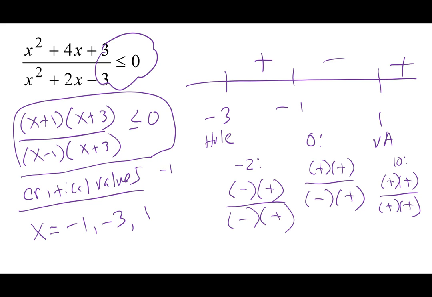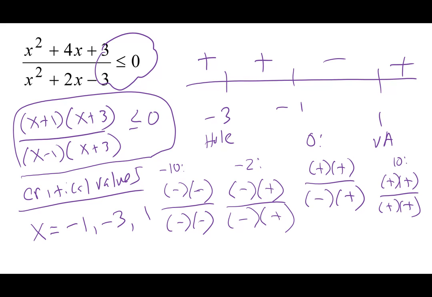Something less than -3, I'm going to choose my old friend -10. So in the numerator, that's going to be a negative and a negative over a negative and a negative. That's going to be a positive over a positive, which is, of course, a positive.